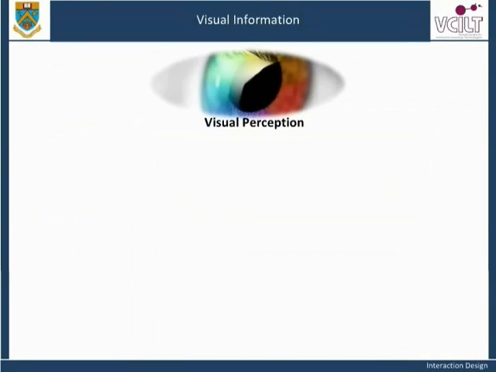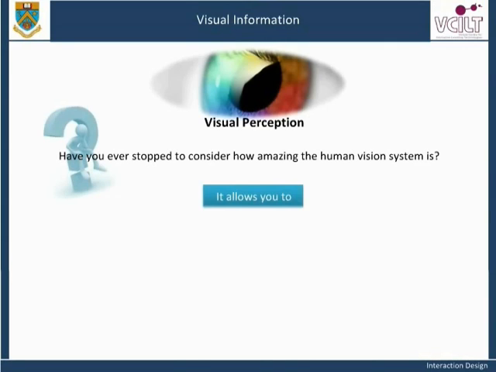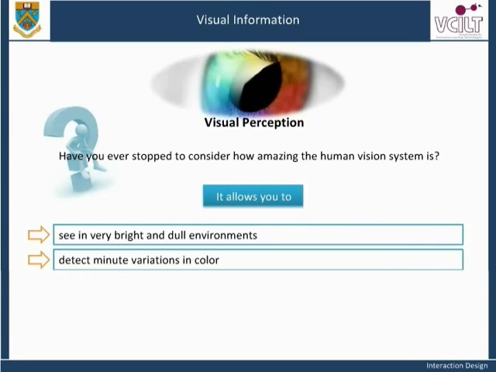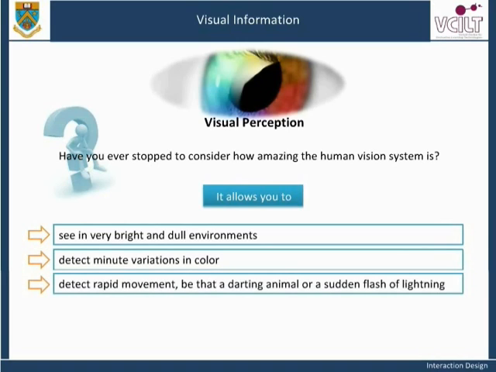Visual perception. Have you ever stopped to consider how amazing the human vision system is? It allows you to see in very bright and dull environments. It allows you to detect minute variations in color, and it also allows you to detect rapid movement, be that a darting animal or a sudden flash of lightning. However, the eye is not perfect.